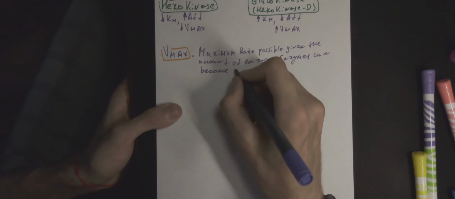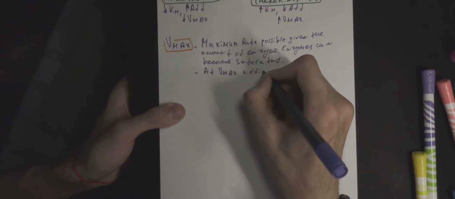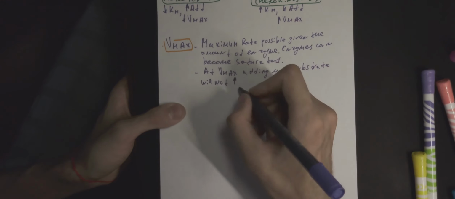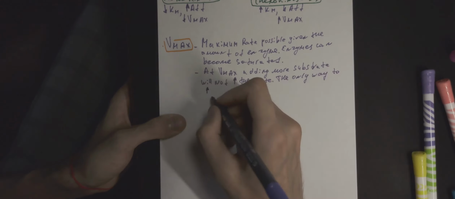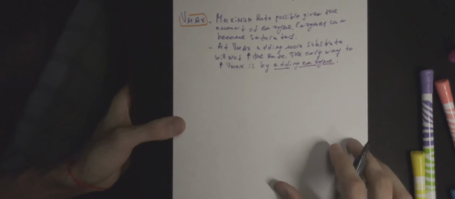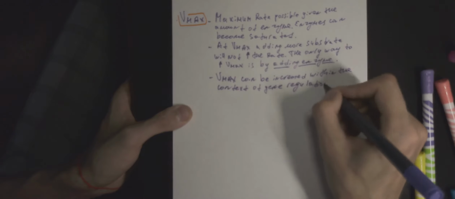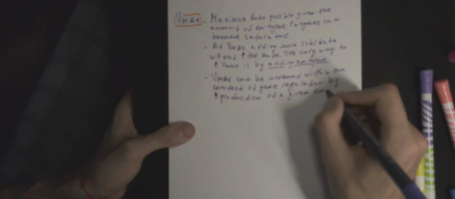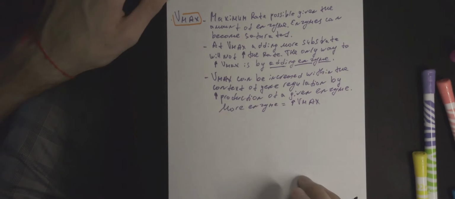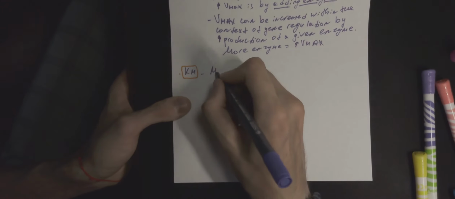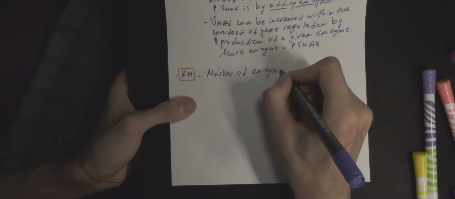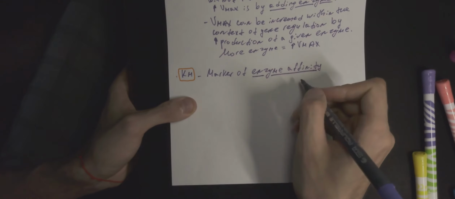Vmax is the maximum rate possible given the amount of enzyme. Enzymes can become saturated. At Vmax, adding more substrate will not increase the rate. The only way to increase Vmax is by adding enzyme. Vmax can be increased within the context of gene regulation by increasing production of a given enzyme. More enzyme equals more Vmax.